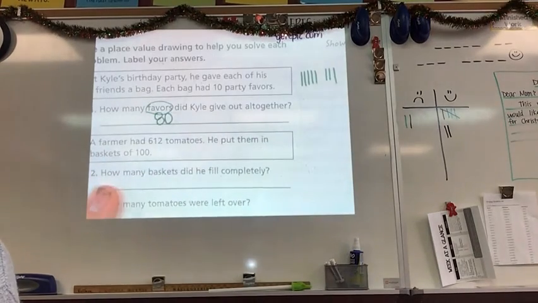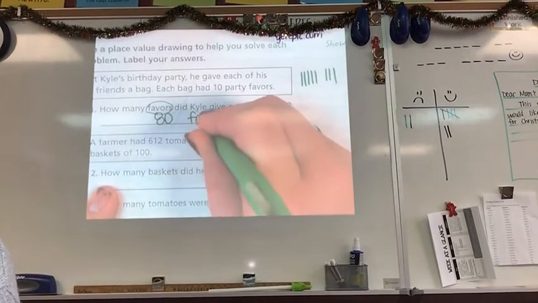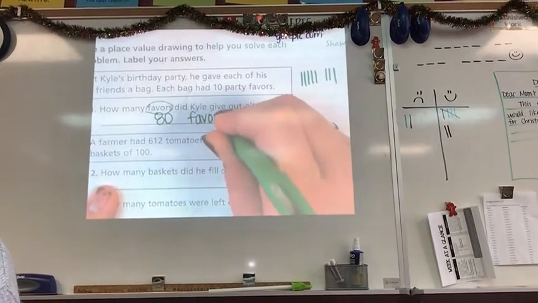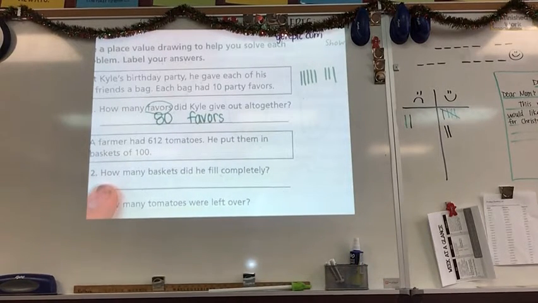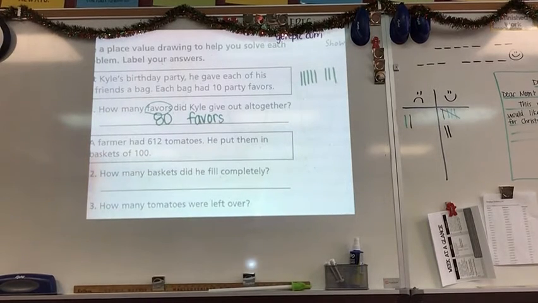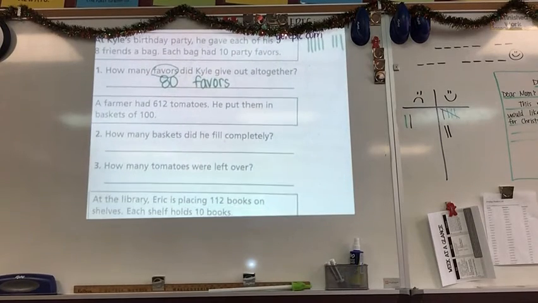Favors. Party favors are like the little gifts that you give to your people who come. It's like asking for a favor, but instead you're saying, oh, it was a favor that you came, thank you. For number 2 and 3, they go together. So I will help you get your drawing so that you can answer it.